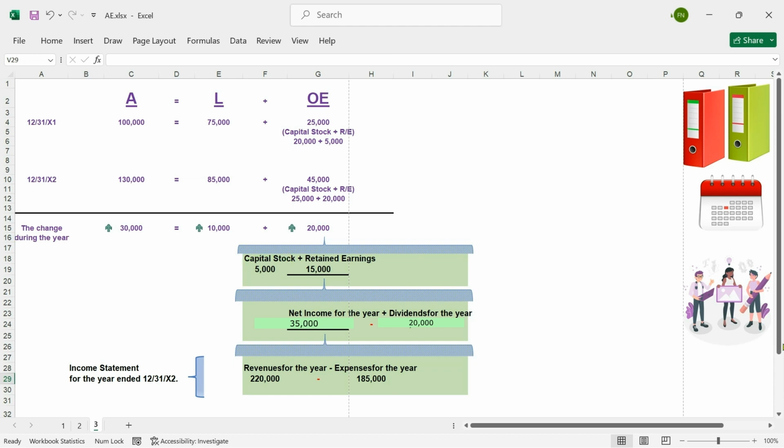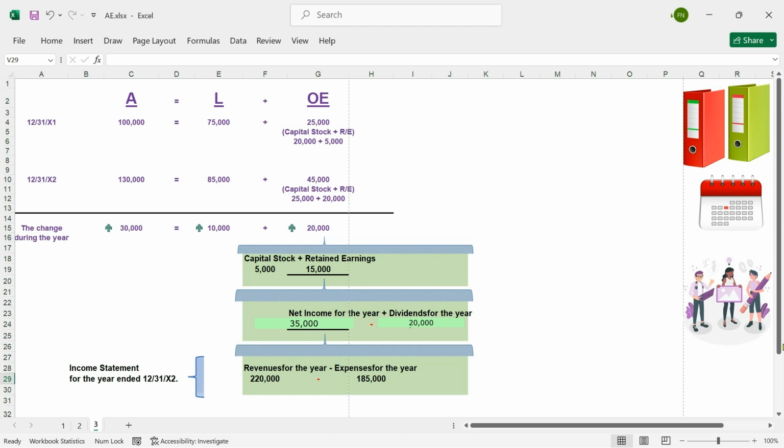That explains this change, or at least a part of this change, of $20,000 of owner's equity. Retained earnings also increased from the beginning of the year to the end of the year, increasing by $15,000, going from $5,000 to $20,000. This increase in retained earnings of $15,000 accounts for the full change in owner's equity of $20,000 when added to the capital stock increase of $5,000.